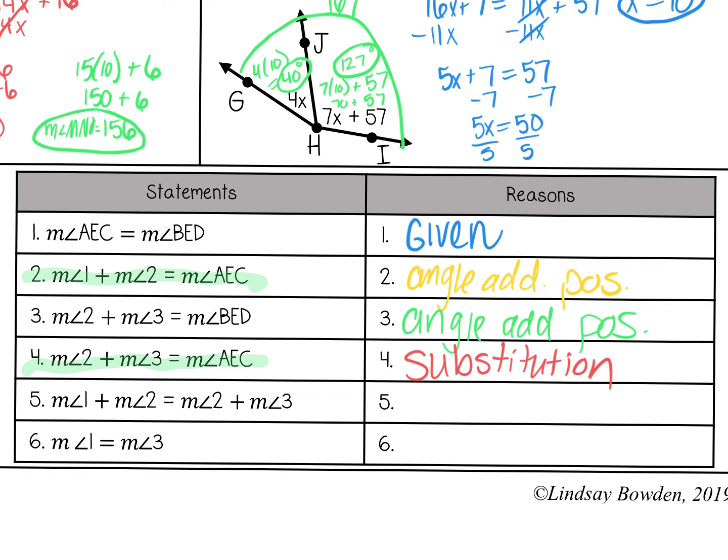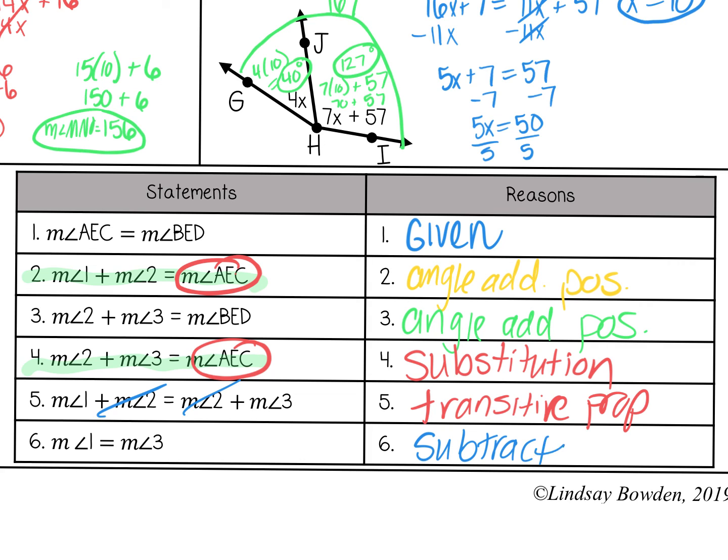Okay, so what we need to notice here is that they're both equal to AEC. So since they're both equal to AEC, we can set those two things equal to each other because of the transitive property. And then, since we have a measure of angle 2 on both sides, we can subtract that and cancel it out. Which leaves us with 1 equal to 3, which is what we're trying to prove.